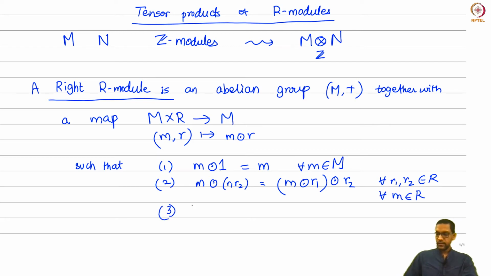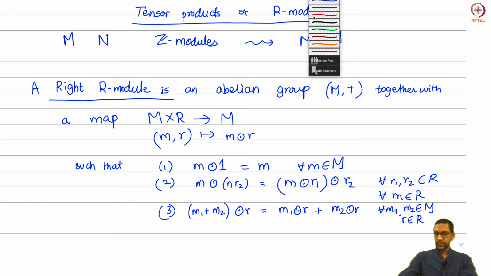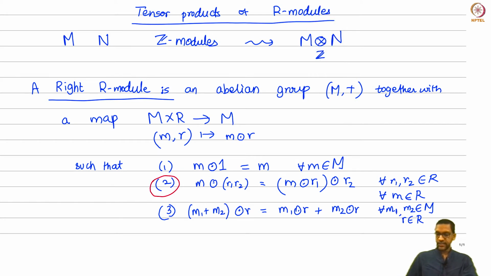And thirdly, if I take M1 plus M2, then that's just M1R plus M2R. And this is for all M1, M2 in M, R in R. So the key point here is that the second axiom is what differentiates a right module from a left module. If you did the same thing on the left, then R1R2 on M would mean you first act by R2 and then R1. Here you are acting by R1 and then R2.